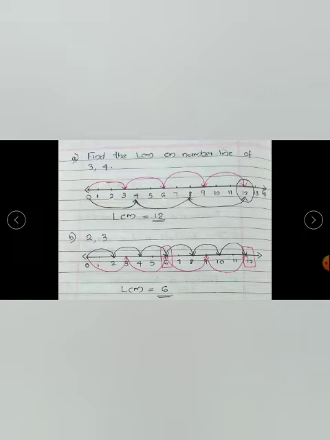From 0, first we jump to 3. Then again adding 3, what do we have next? 6. Again adding 3, what do we have? 9. Again adding 3, we have 12. That is the table of 3. Now the other number is what?